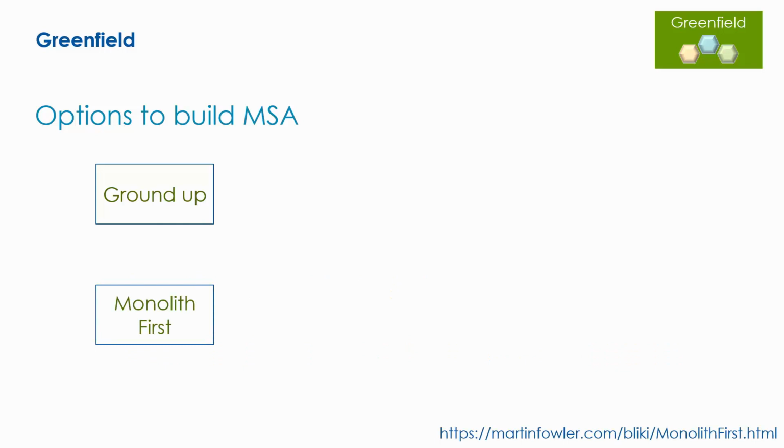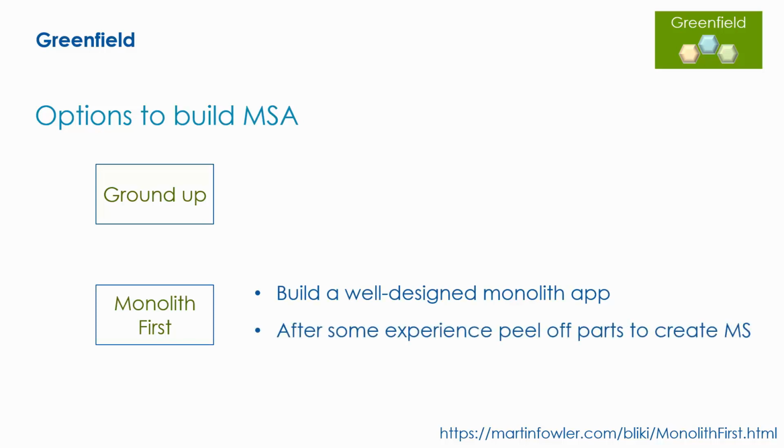The monolith-first approach suggests that the greenfield application team create a well-designed monolith application, gain some experience with the application, and then peel off parts of the monolith application to create appropriate microservices. You can read more about this approach at this link.